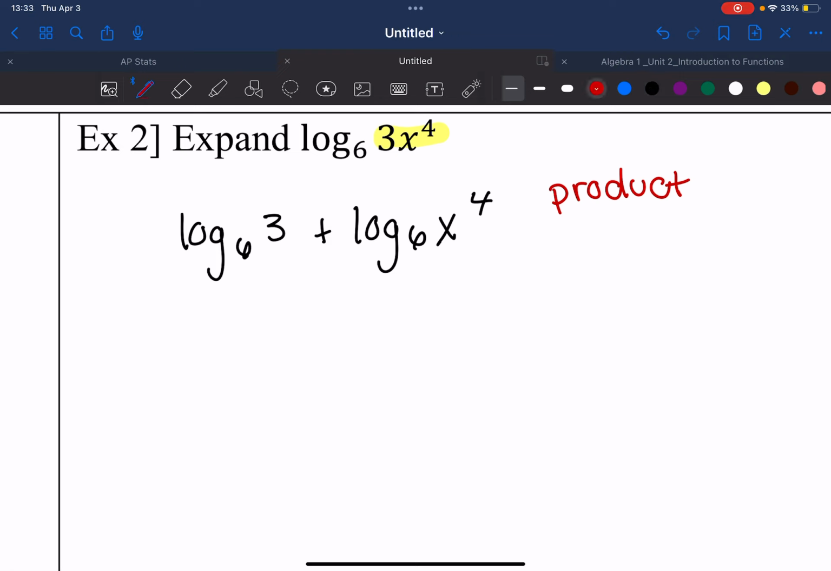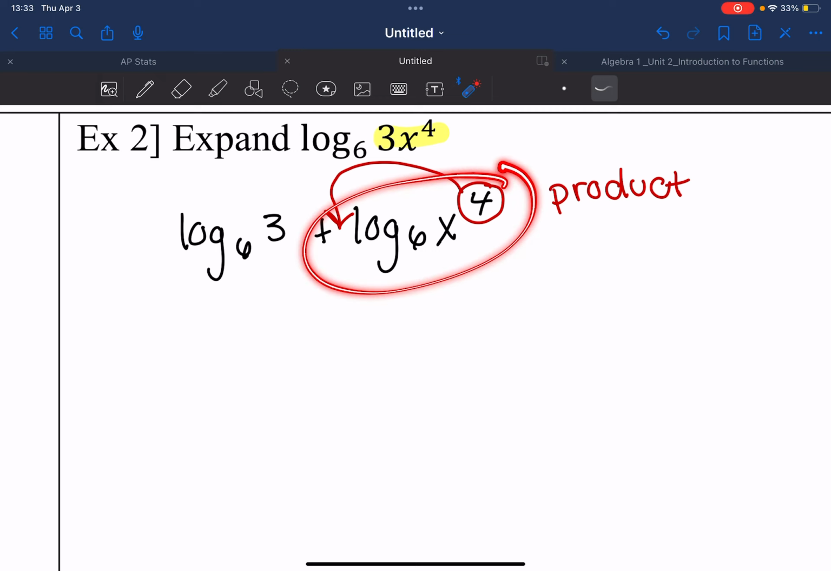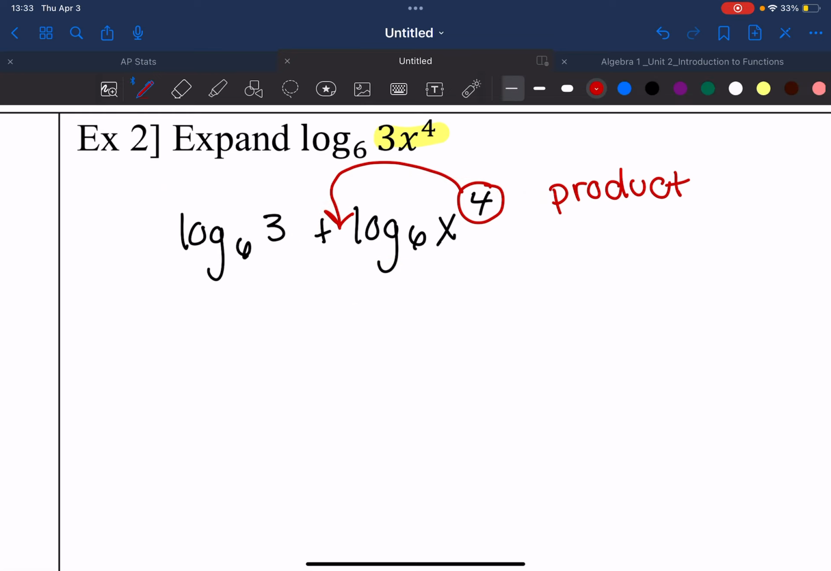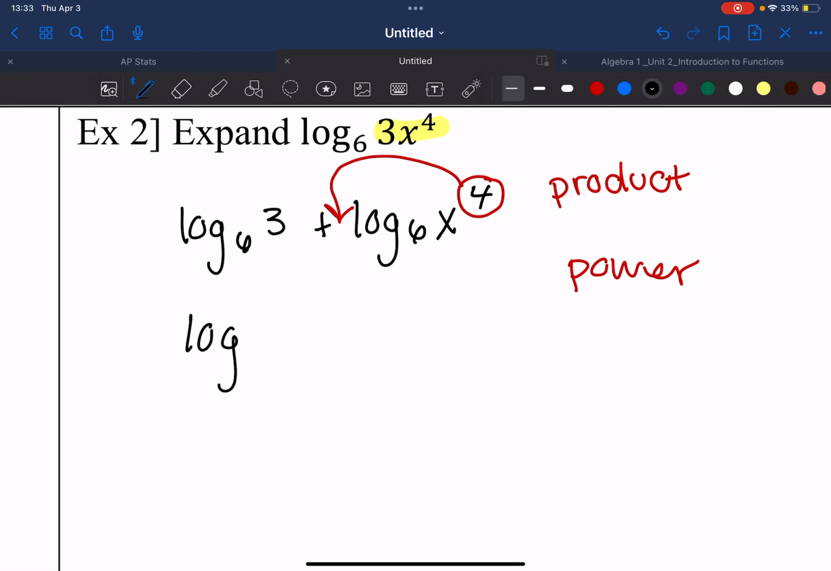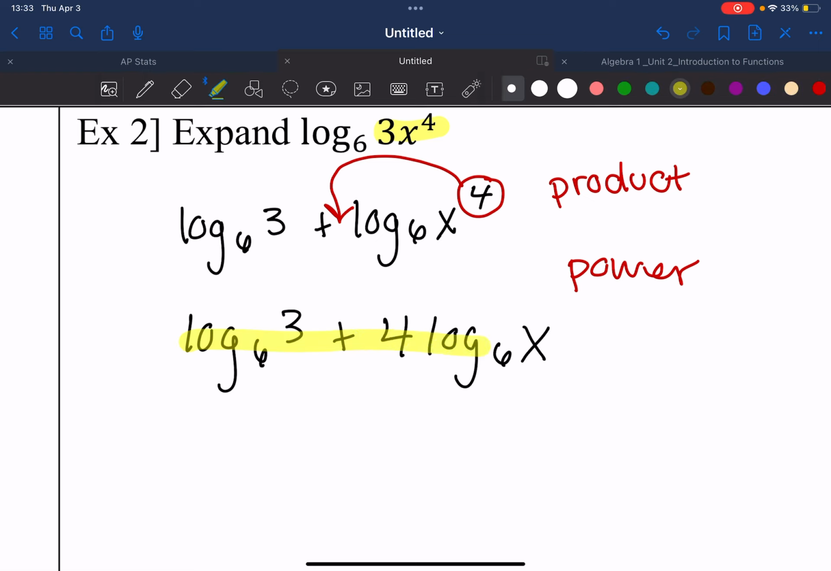Also, you should see that we have an exponent of 4 here, and we're going to put that in front of the log. Notice that this exponent is only attached to this log base 6 of x. So that means we do not put the 4 over here as well. It's only attached to this one. So because of the power rule, we can rewrite this as log base 6 of 3 plus 4 log base 6 of x, and that is our answer.